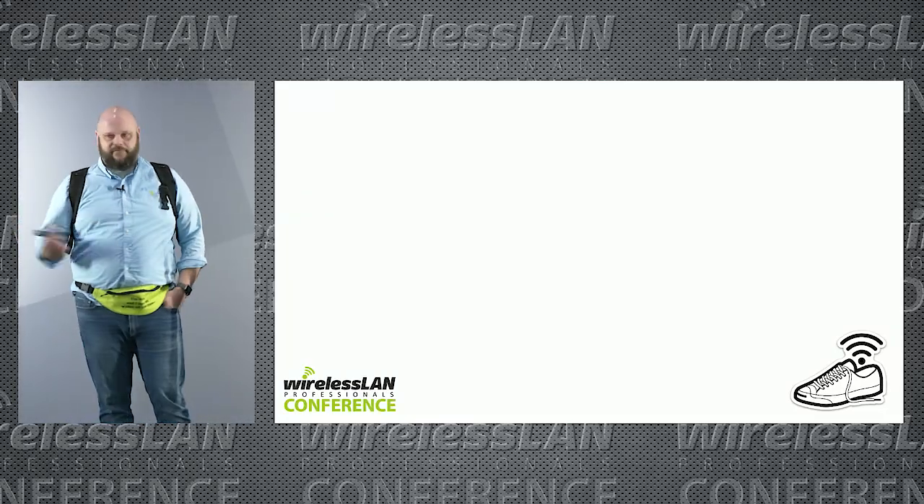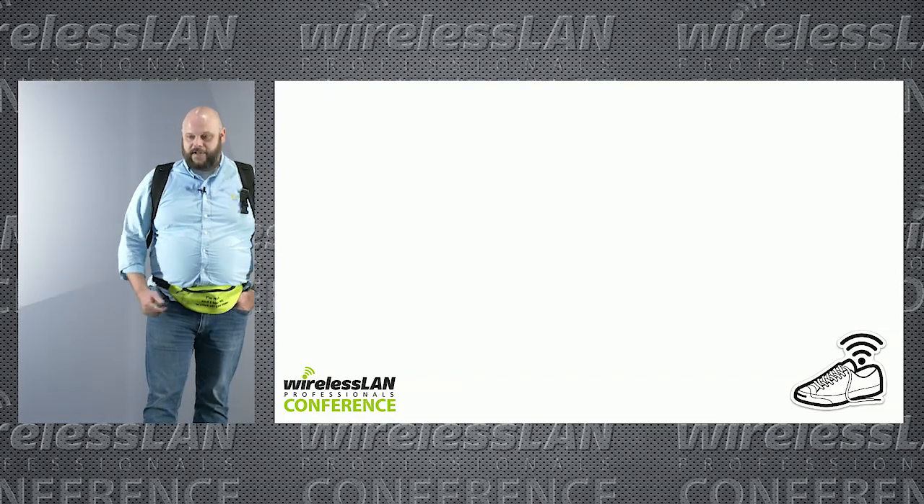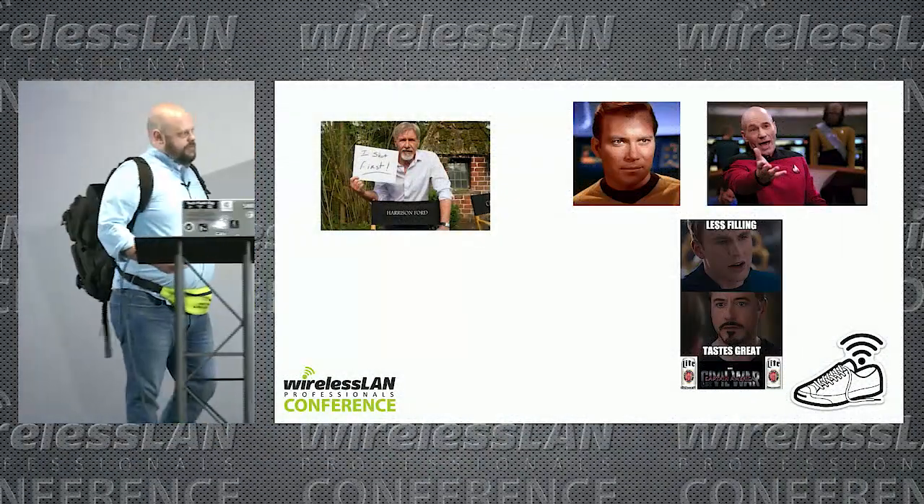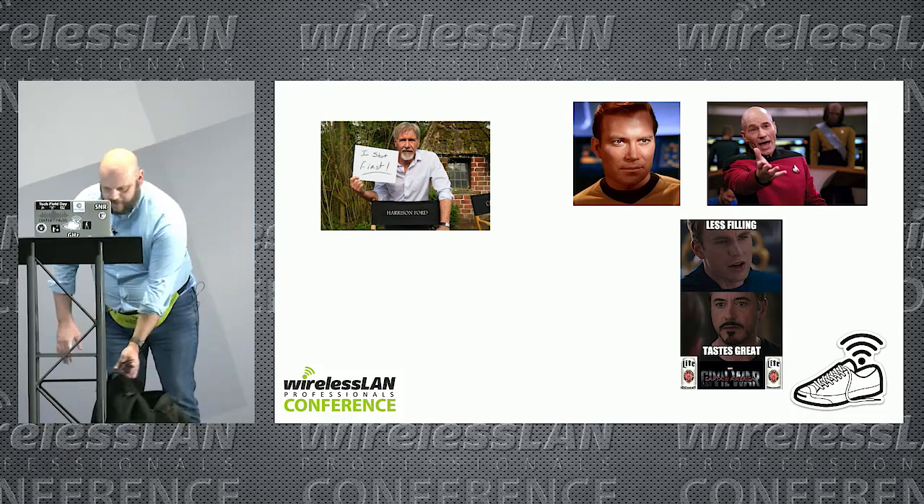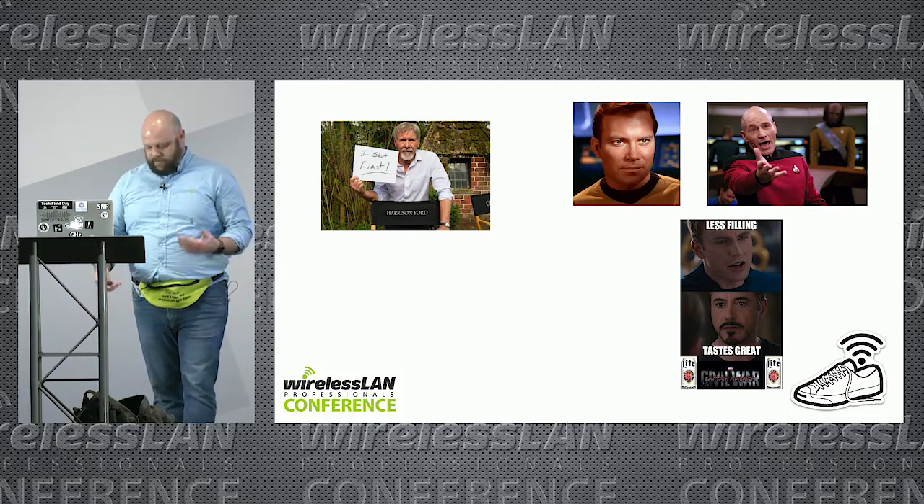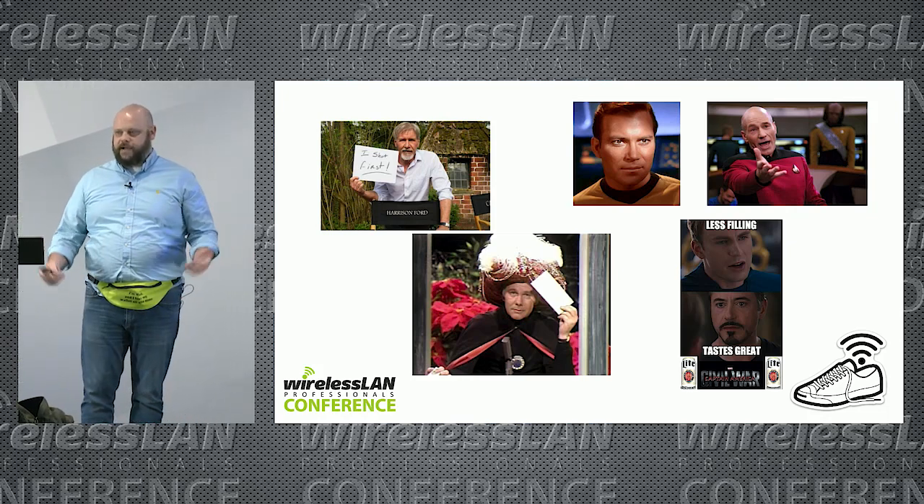So everybody watches the news. We all hear it's very polarizing in the world today, right? You know, Han shot first, right? Polarized about that. Kirk or Picard, there's still lots of polarization. Is it less filling or does it actually taste great? That's been going on for how many years and we still don't have an answer. And then what we're here to talk about: do predictive designs actually matter in networks today?